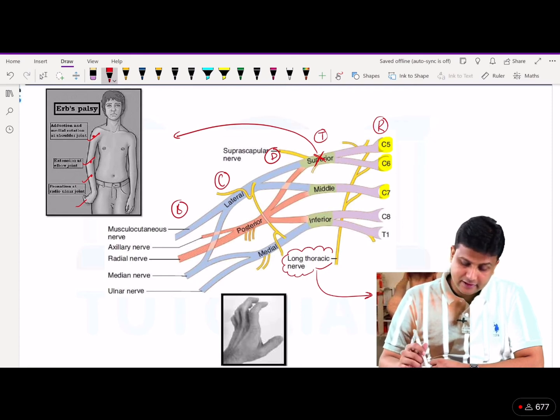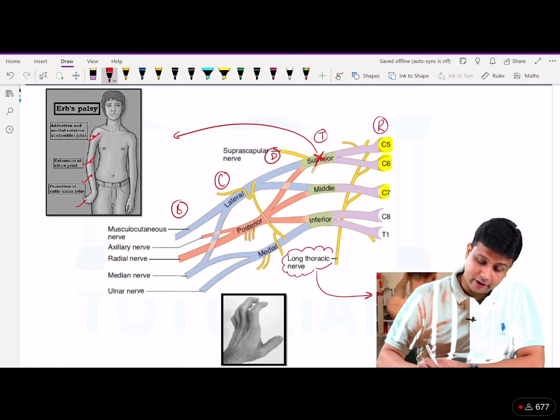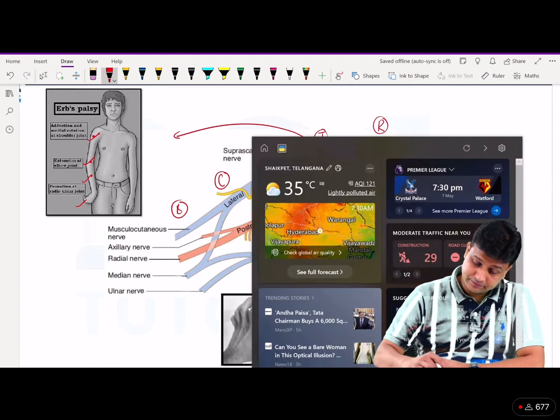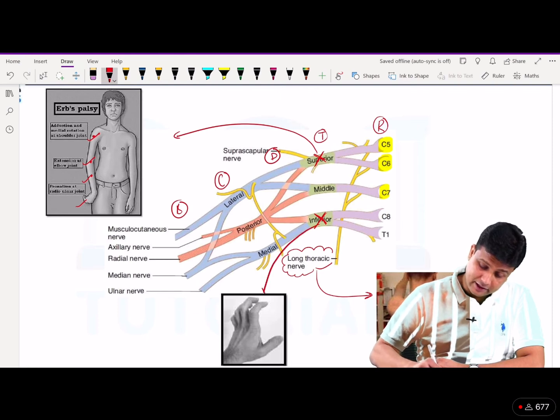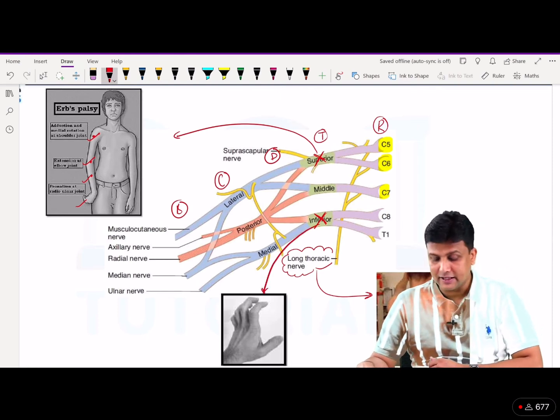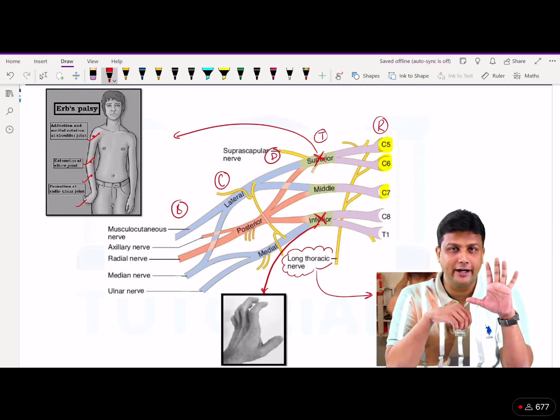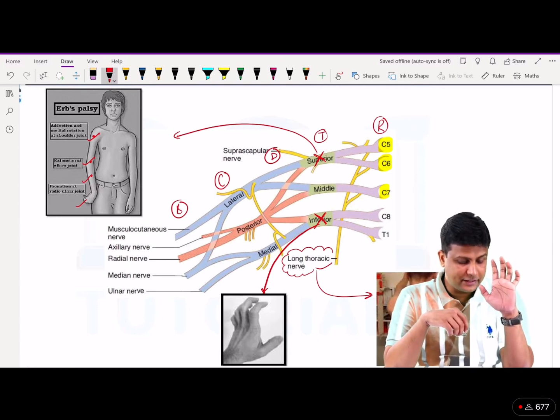Then the next thing is actually about the injury to the lower trunk. If this lower trunk is damaged here, then what is going to happen? It will lead to Klumpke's paralysis. And what is the sign of Klumpke's paralysis? The sign of Klumpke's paralysis will be claw hand.